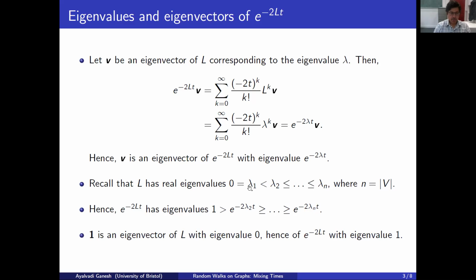And we also know that the all-ones vector is an eigenvector of L corresponding to the eigenvalue 0. So it's also an eigenvector of e to the minus 2Lt with eigenvalue e to the minus 0, which is 1.